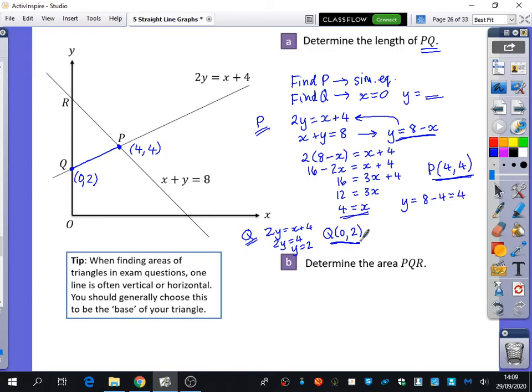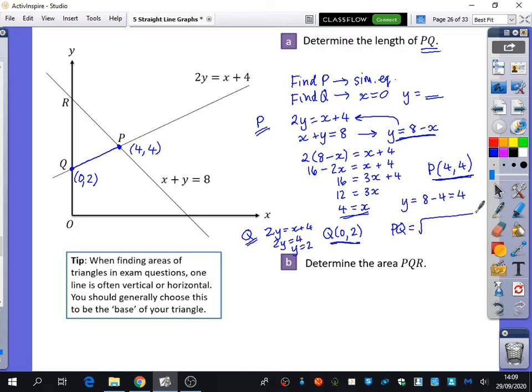So good. We're now going to do the distance PQ. Instead of writing distance, I can actually just write PQ. If I write 2 letters next to each other like this, as long as they're capital letters, this means the distance between those 2 points. Okay, that's what it means when I say PQ equals.